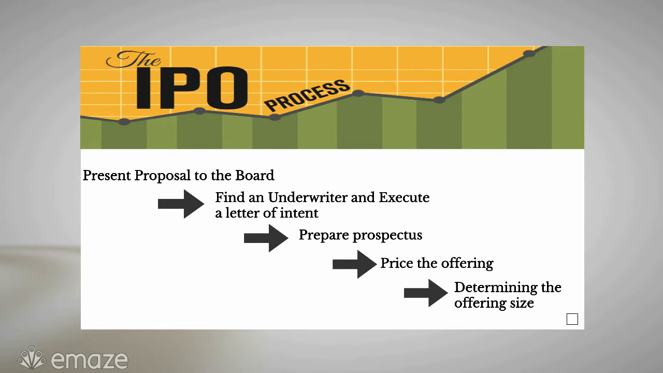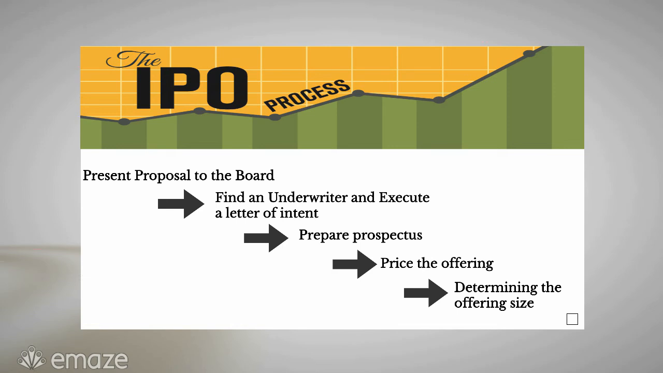So there are several steps in the IPO process, and today we're only going to focus on 5 main steps. Step 1 is to present a proposal to the board. Step 2 is finding an underwriter and executing a letter of intent. Step 3 is to prepare a prospectus. Step 4 is pricing the offering. And step 5 is determining the offering size.